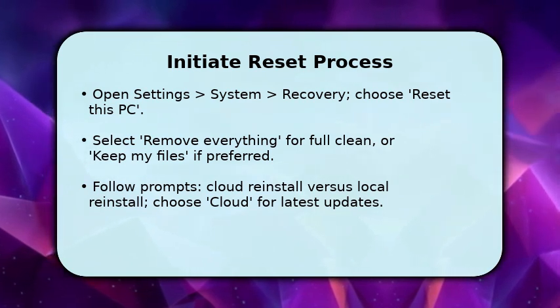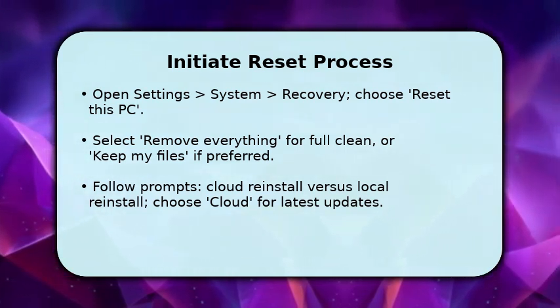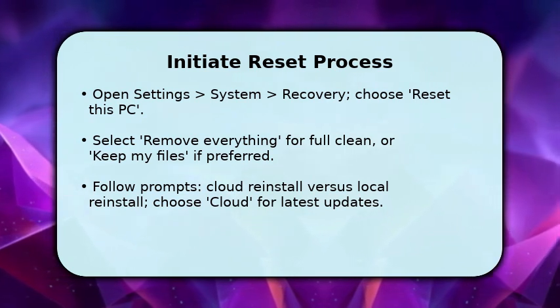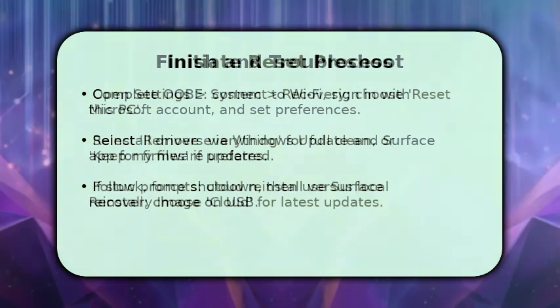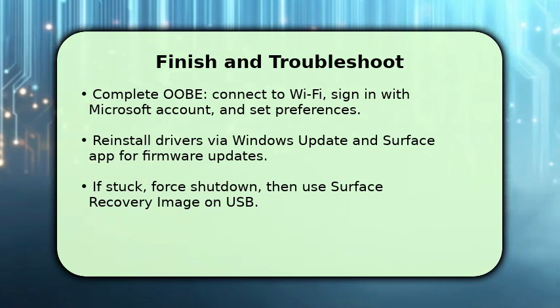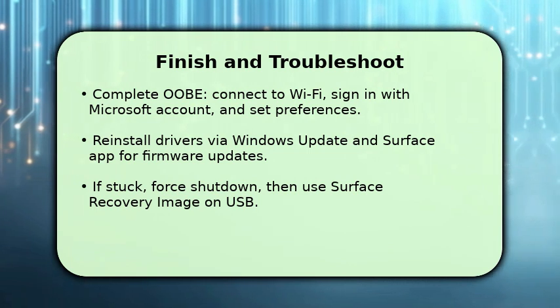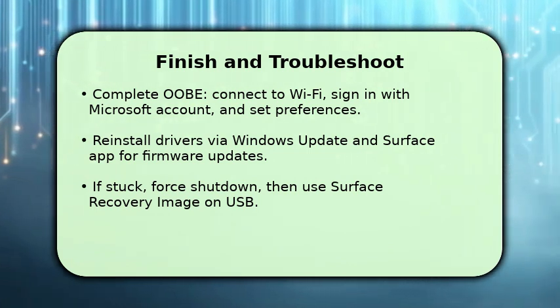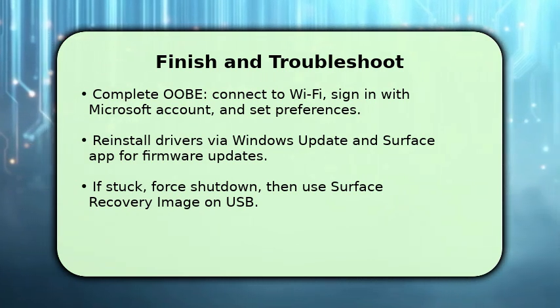The Surface will restart and perform several automated steps, so be patient while it reinstalls Windows. You'll finish by completing the out-of-box experience. Connect to Wi-Fi, sign in with your Microsoft account, and set regional and privacy preferences. Once you reach the desktop, open Windows Update and the Surface app to install drivers and firmware. This ensures peripherals and touch work correctly.